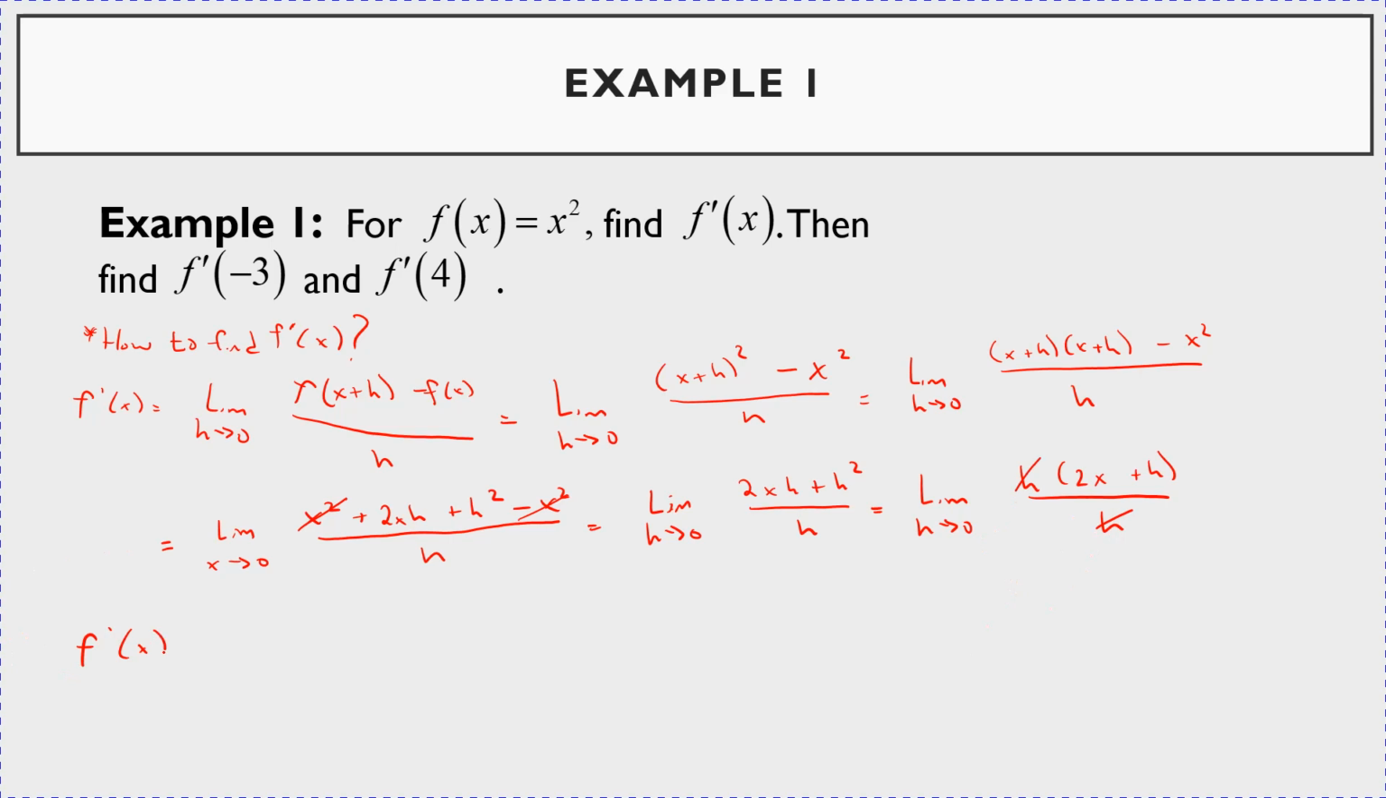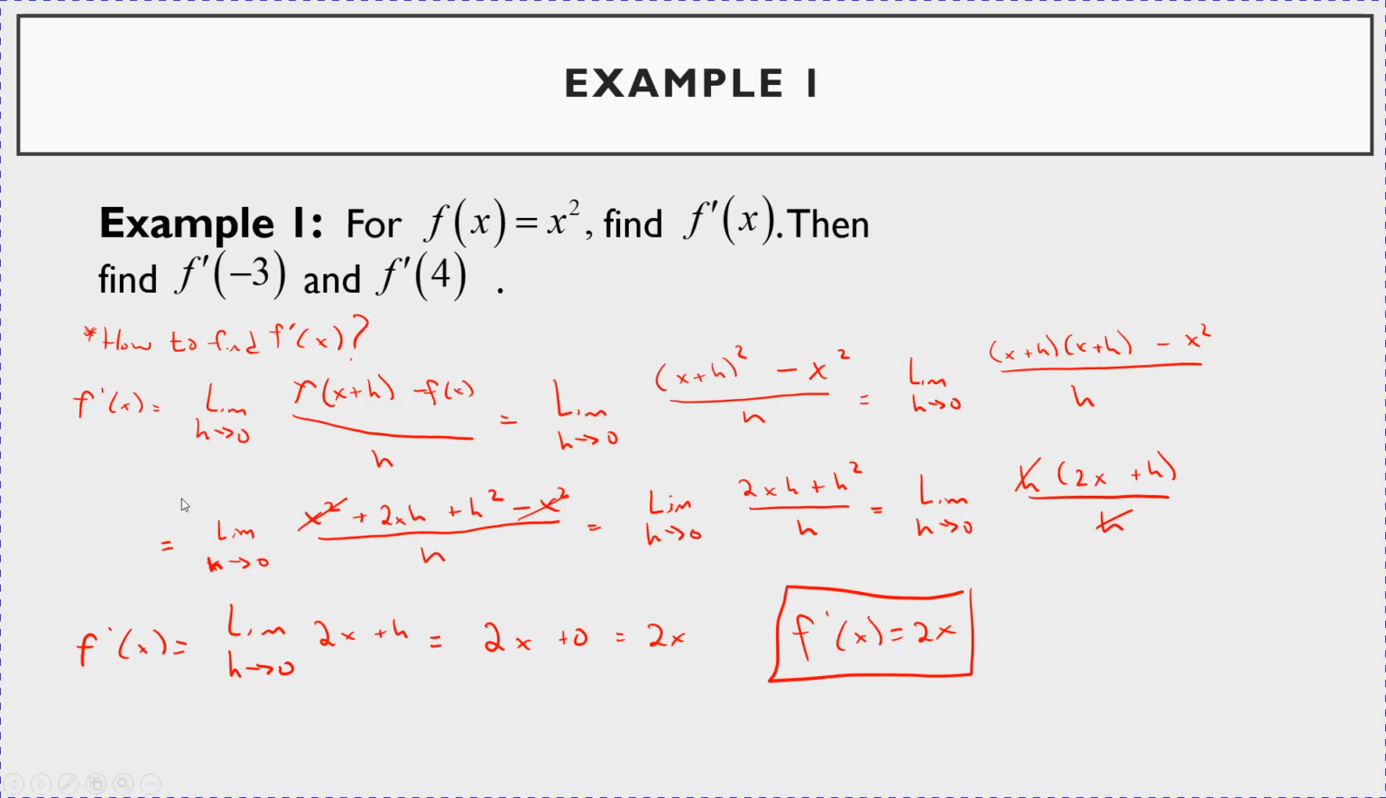f prime of x is equal to the limit, I'm sorry, I think I wrote x goes to 0. Here it was h. The limit as h goes to 0, sorry about that, of 2x plus h. Well, when h goes to 0, this just goes to 0. 2x here, there's no h in it, so this is just 2x plus 0, or just 2x. So this f prime of x, the derivative function, is equal to 2x. So if you give me the x value, I can tell you the instantaneous rate of change, or the slope of the tangent line to the function at that x value.